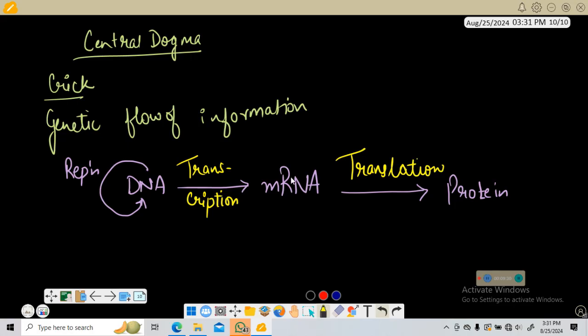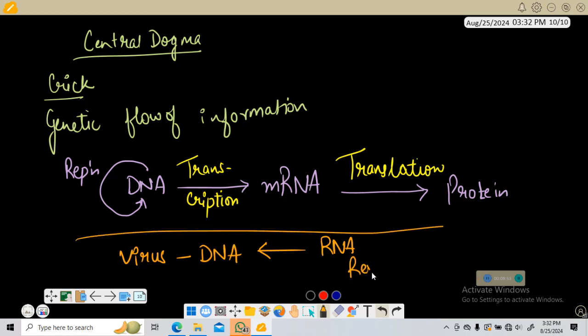If I say reverse dogma, you will just reverse it, protein to RNA, RNA to DNA. For example, in viruses, RNA to DNA, this is the process in viruses. So this is basically the reverse central dogma. This is just an extra part, you don't need to remember.